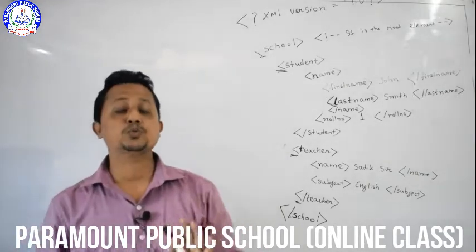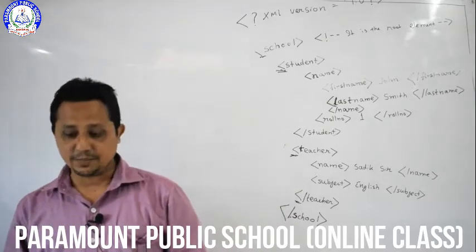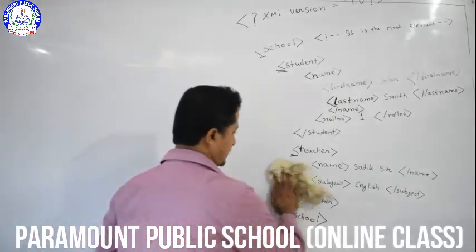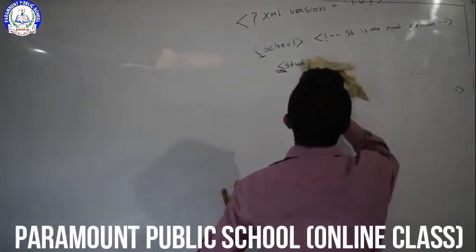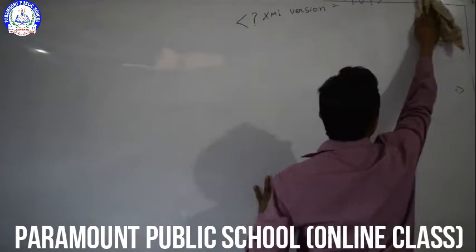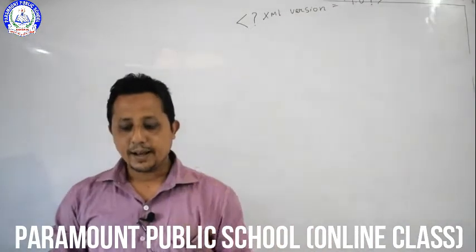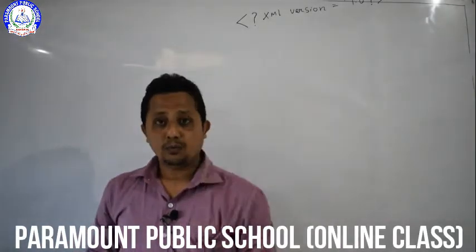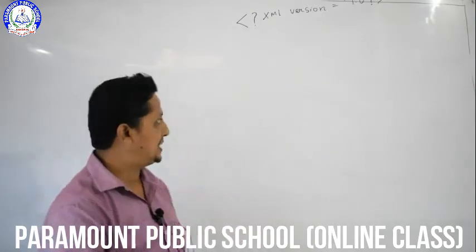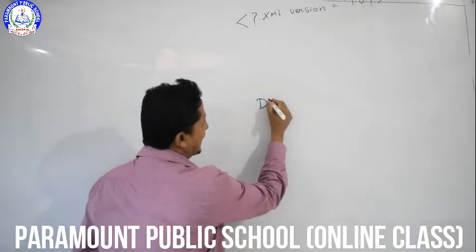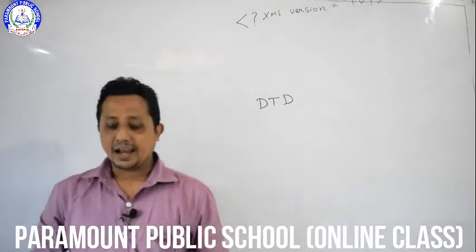So, these are the rules for a well-formed XML document. Now, how can you validate an XML document? A valid XML document must have the following things. A valid XML document must have a DTD. DTD means document type definition. It must include a DTD. And what is a DTD?